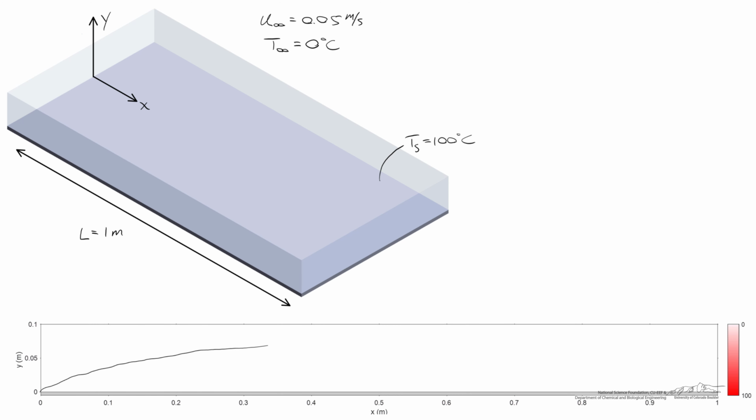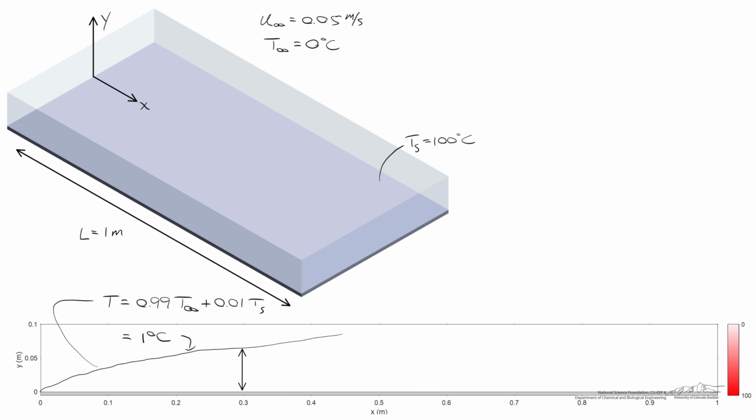Another thing you're going to see is a solid line, which we'll call the thermal boundary layer. The definition of the thermal boundary layer is that the temperature anywhere on this solid line is equal to 99% of T infinity plus 1% of the surface temperature. So in our case, with the surface temperature of 100 degrees C, T infinity of 0 degrees C, we'll find that the temperature everywhere on the thermal boundary layer is going to be equal to 1 degree C.